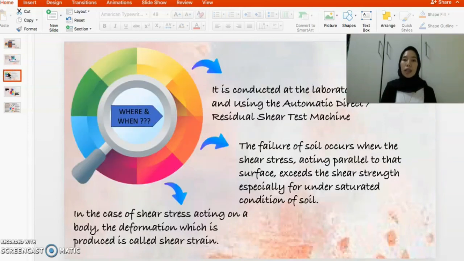Where is the shear box test used? It is conducted at the laboratory using the automatic direct or residual shear test machine. The failure of the soil occurs when the shear stress acting parallel to that surface exceeds the shear strength, especially for soil under saturated condition. In the case of the shear stress acting on a body, the deformation which is produced is called shear strain.